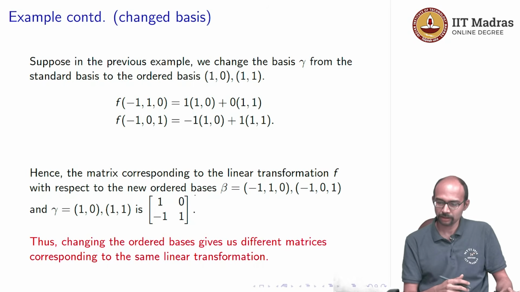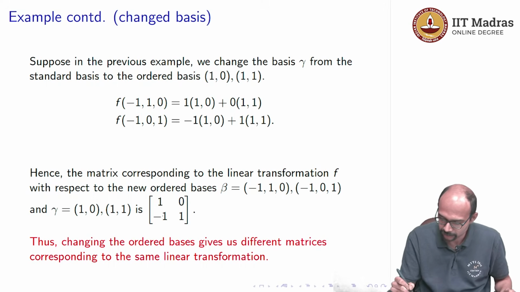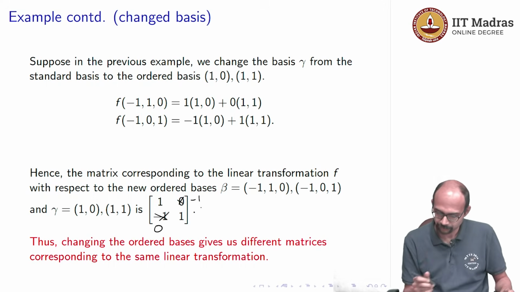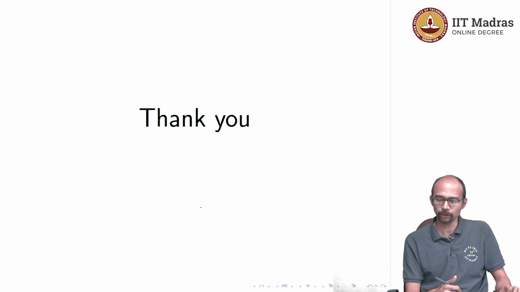So the important part here is that changing the ordered basis gives you different matrices corresponding to the same linear transformation. So it is a good question to ask, if you take a linear transformation, what is the possible set of matrices that you can get? This is something interesting, and we will be looking into that in a video later on. Thank you.